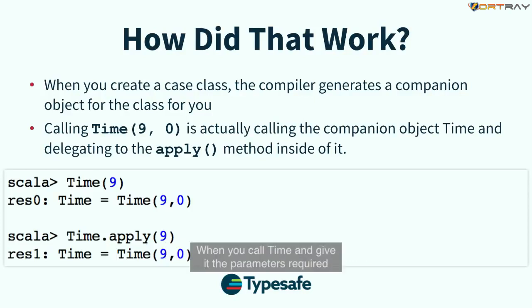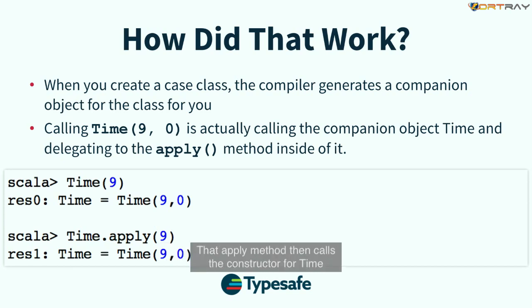When you call time and give it the parameters required to instantiate an instance of a time, you are actually calling the companion object time and delegating to the apply method that was created inside of it. So this is not calling the constructor of the time class directly. When you see in this first line here that we are calling time with a 9, the term that we're using is actually the companion object time, and then delegating to the apply method with whatever parameters were provided.